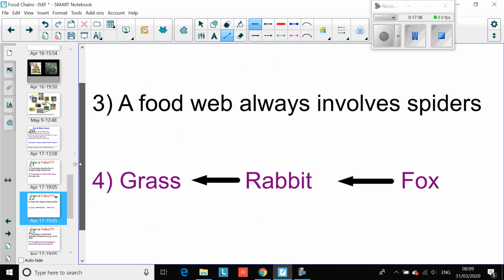Okay, 3 and 4. The food web always involves spiders. True or false? That one is false. They don't always involve spiders. They often do, but don't always. Right, and 4, is that true or false? It's false, or it's wrong, because the arrows are going in the wrong direction. The grass is eaten by the rabbit, and the rabbit is eaten by the fox. This implies that a fox gets eaten by a rabbit, and then a rabbit gets eaten by grass. Well, that's just nonsense. Okay, so that one would be wrong.